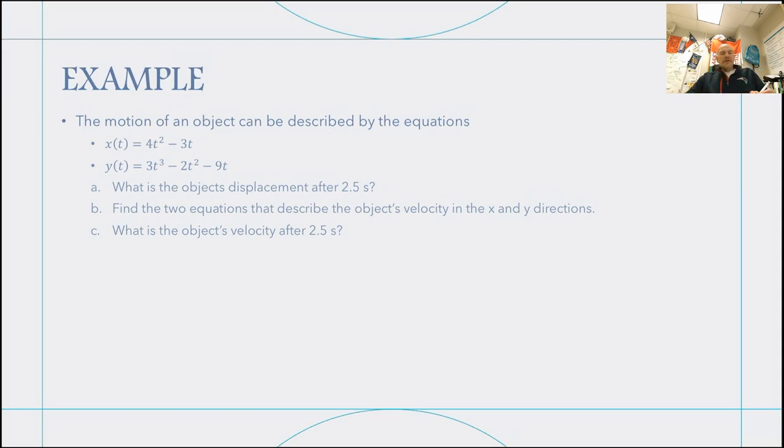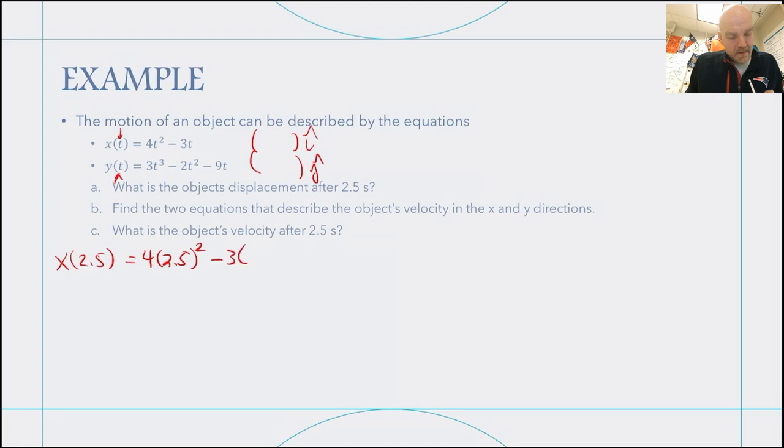Now, the way you can think about this is that anything I plug in for t in the x equation gives me my i hat notation, and anything I plug in for t in the y equation gives me my j hat notation. The reason I want to do this is that, first of all, it says displacement, so it needs to be a vector. That will allow us to get more practice with vector notation. So for each equation, I'm going to plug 2.5 in. Okay, there is my x position, and here is my y position.